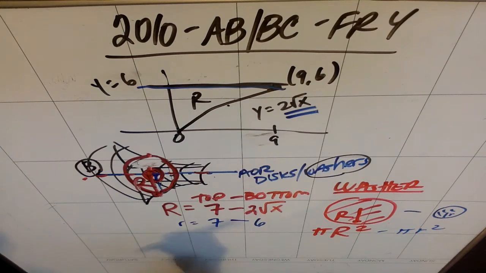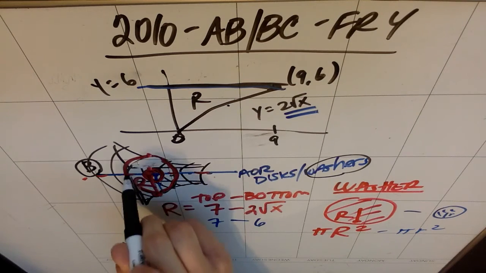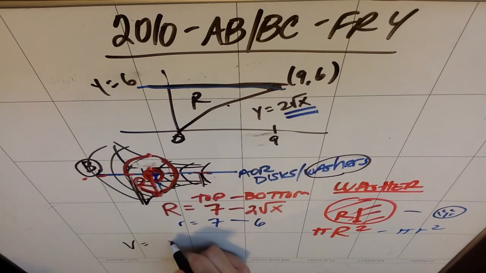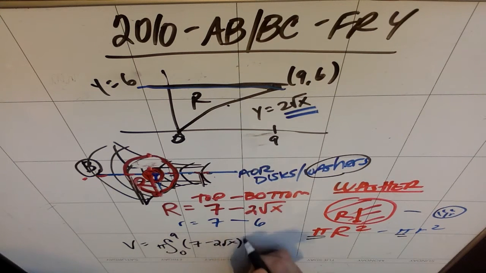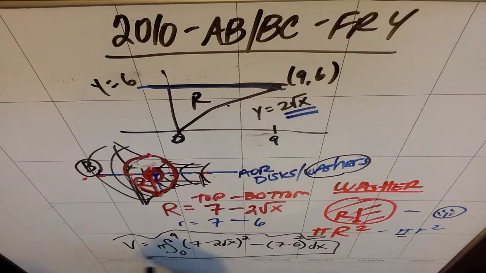So my answer ends up being that the volume of this thing, I'm still integrating from 0 to 9 because I started rotating at 0 and I ended rotating at 9, is going to be the integral from 0 to 9. And it's up to you if you want to yank the pi out in front. I don't care. If you want to yank this pi out as a GCF, you can. And then it's going to be big R squared, which is 7 minus 2 root x, whole quantity squared, minus little r squared, which is 7 minus 6. And again, if you want to make that 7 minus 6 a 1, great. But you don't have to. The AP doesn't expect you to. So 7 minus 6 quantity squared, with respect to x, and that is my integrand.